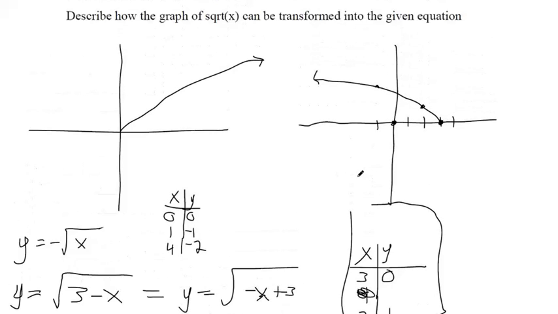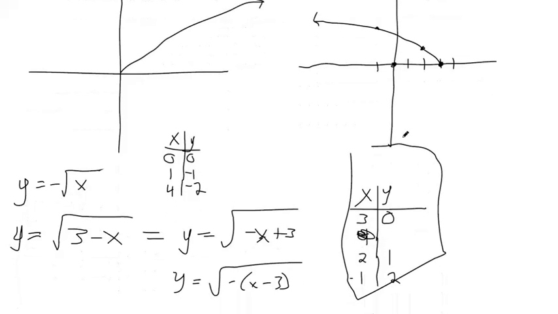The way I describe this one in words is I'd say that we transformed it 3 units to the right, and then we reflected it about the y-axis. So 3 units to the right, and we reflected it about the y-axis. This one, we just reflected it about the x-axis.